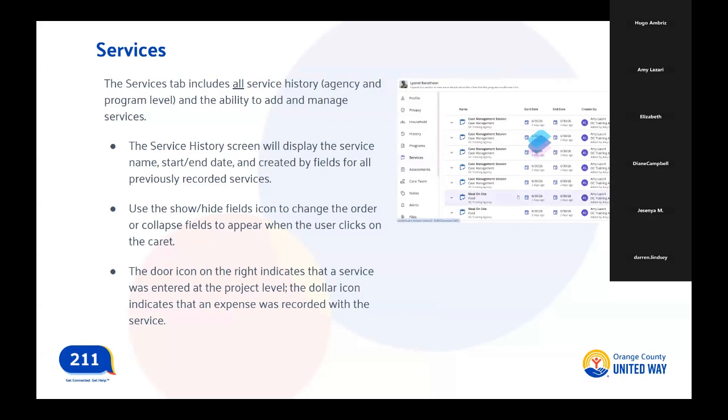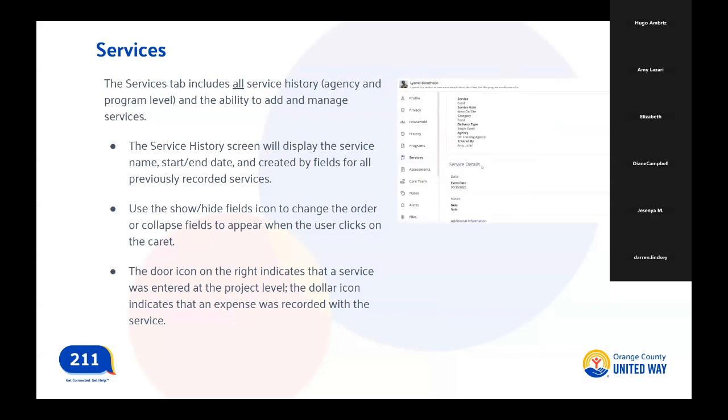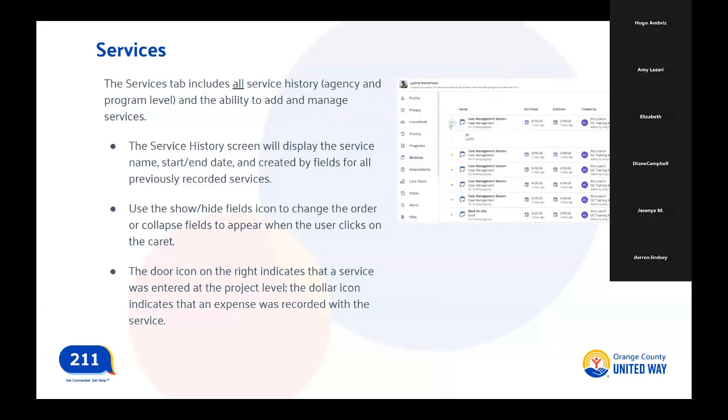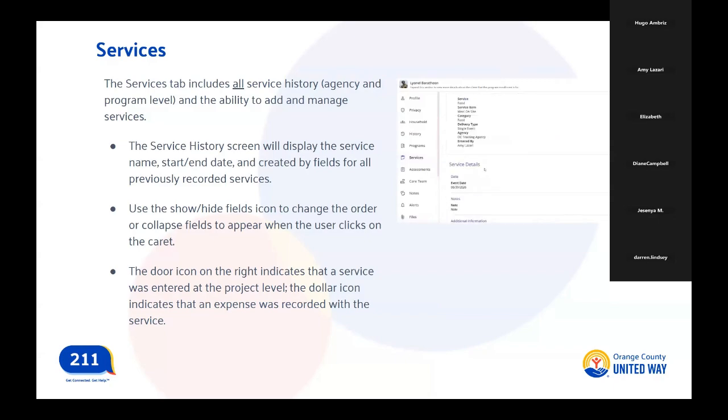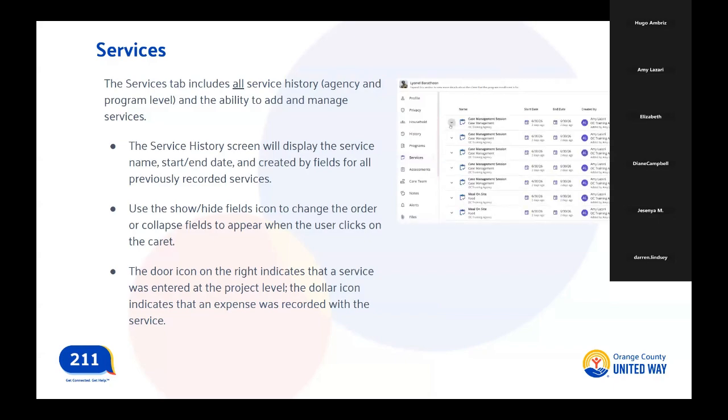features. The Services tab includes all service history, including agency and program level, and the functionality to view and manage those services. Please note that I will only be covering how to add services at the program level. Staff will rarely, if ever, enter services at the agency level, meaning directly from the main Services tab. I would like to review some of the features on the screen.